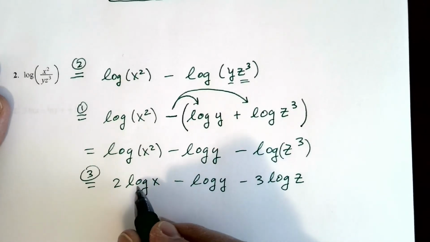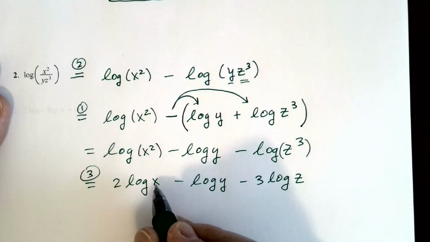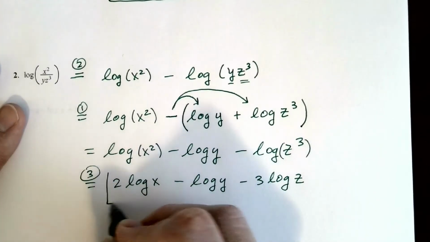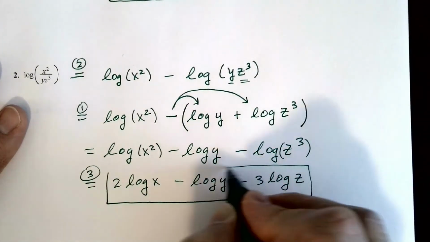It doesn't make any sense. Log of x, right? The logarithm of x. The power on the base 10 needed to get x. That's what log x is. Okay. This is our answer. This is as much as we can expand this.